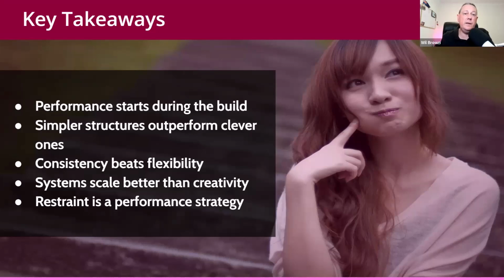Third, consistency beats flexibility. Unlimited flexibility sounds attractive during development, but too much freedom often creates inconsistency and fragility later. It can affect performance as well. Fourth, systems scale better than creativity. This doesn't mean designs become boring. It means reasonable thinking becomes more important than continually reinventing layout. So thinking about scale first. And finally, restraint is a performance strategy. Probably more than any specific optimization technique.